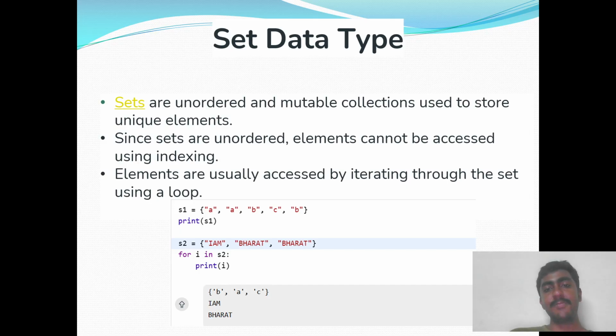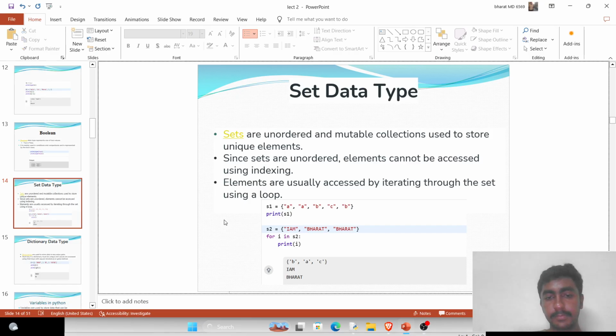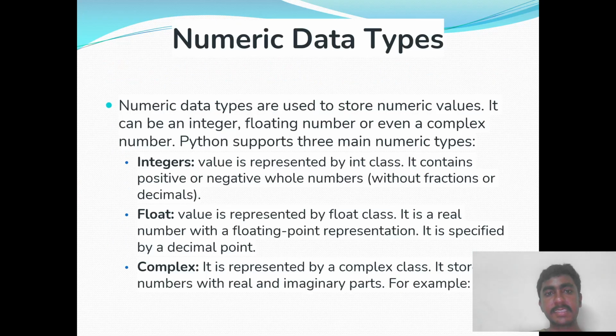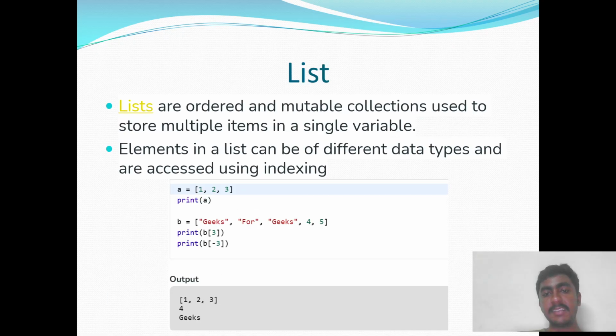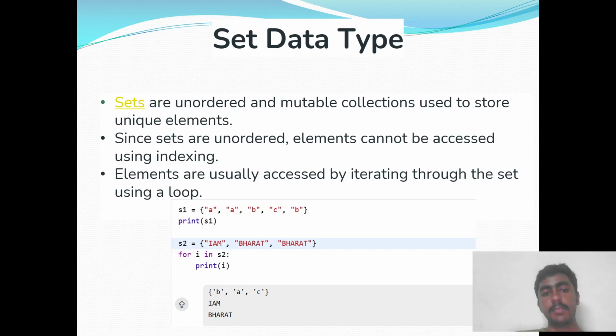Sets are unordered, mutable collections to store unique elements. So these cannot be accessed with indexes as this is an unordered type. So elements are usually accessed by iterating through the set using a loop.